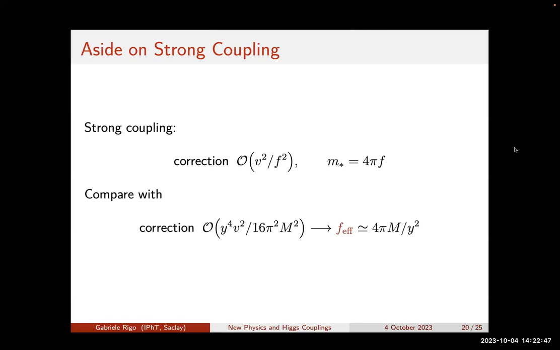So in other words, you would get a bound from strongly coupled theory, but it would not be the upper bound on the scale of new bosons.